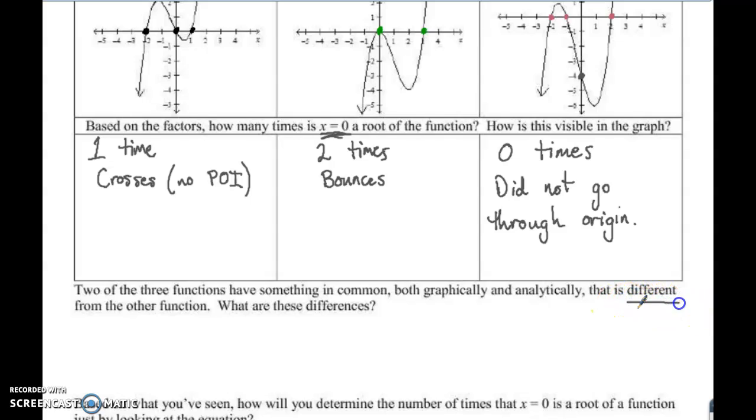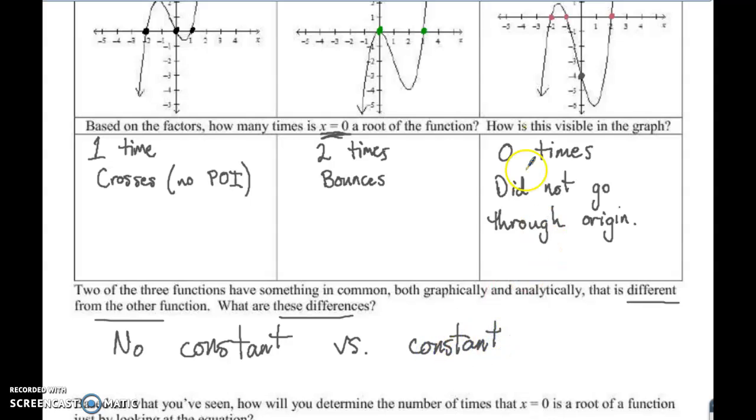And the main difference that we're looking for is 2 of them did not have a constant. No constant versus the other one had a constant. And the reason why that's important is having a constant shifts the graph up and down, whereas not having a constant means it has to pass through the origin, versus a different y-intercept. Maybe that makes more sense to you.